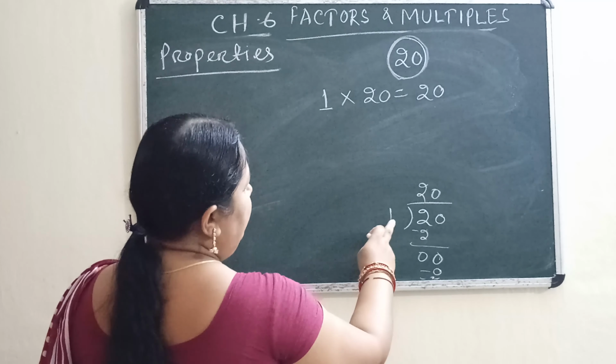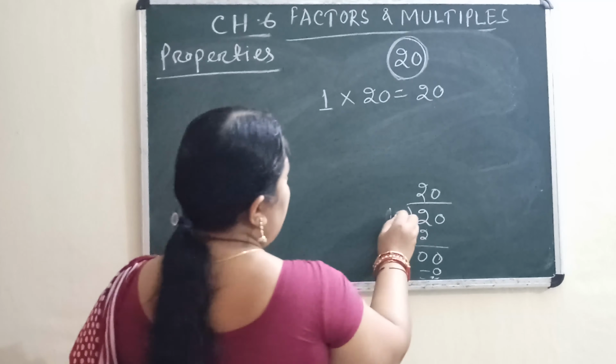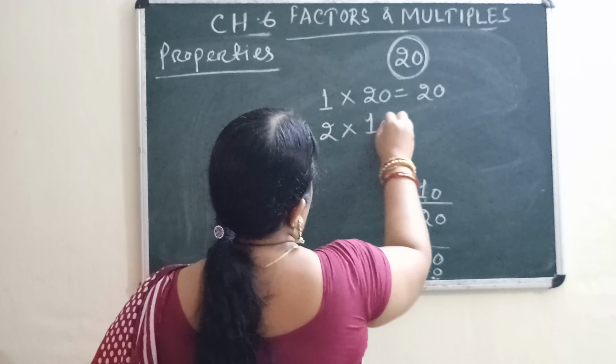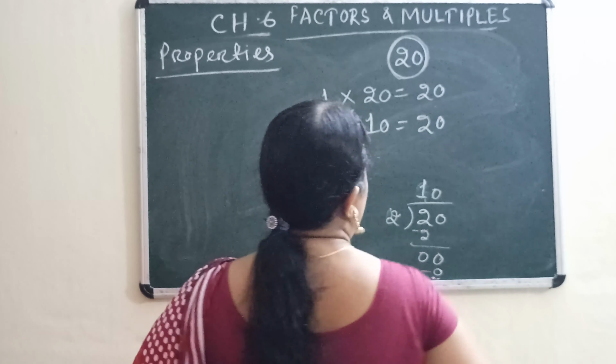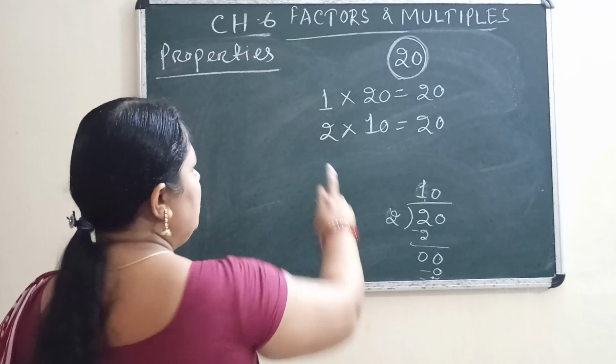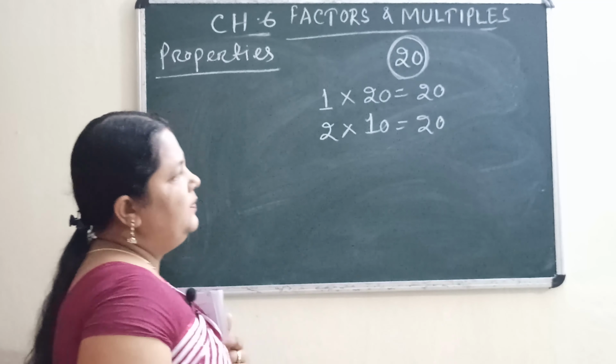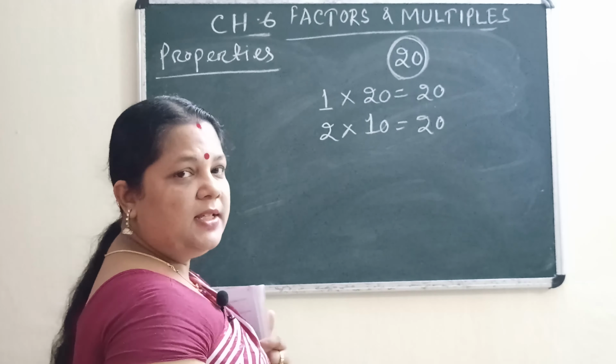Okay. If we are dividing by 2, what are we getting? 2 1s are 2, 0. That means 2 into 10 also gives 20. 2 10s are 20, 10 2s are 20. Yes. Then, is 20 divisible by 3? We have already discussed the rules. No, it is not divisible by 3.